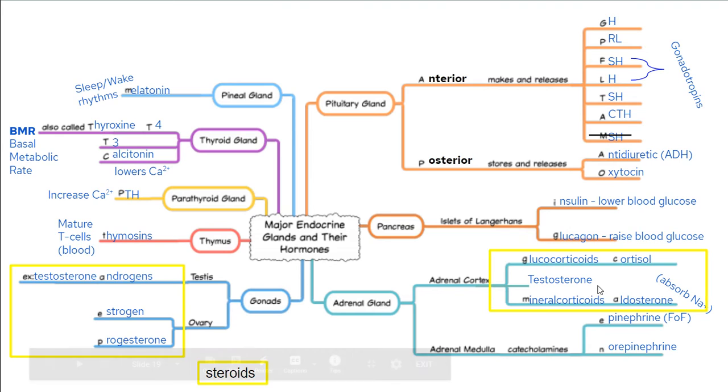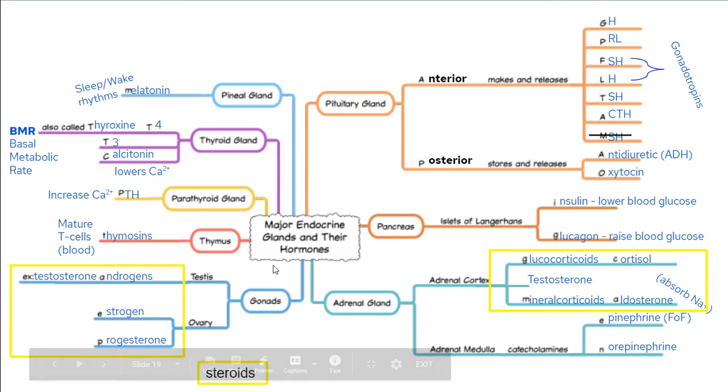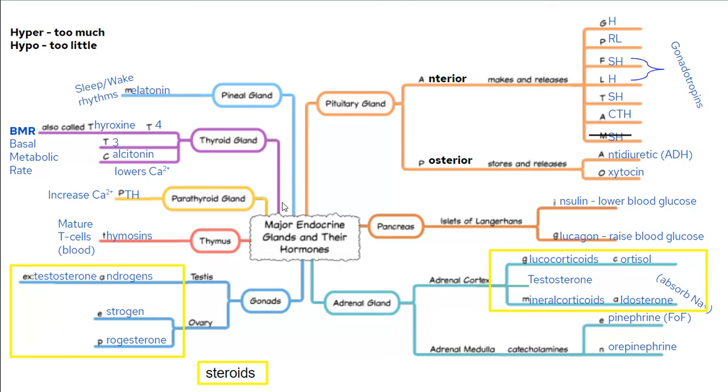Notice that a lot of these end in O-N-E. Cortisone is another word for cortisol. Testosterone, estrogen, progesterone. That ending, O-N-E or E-N or G-E-N, is a common ending for steroids. That helps you remember those. So these are the unique steroid groupings.